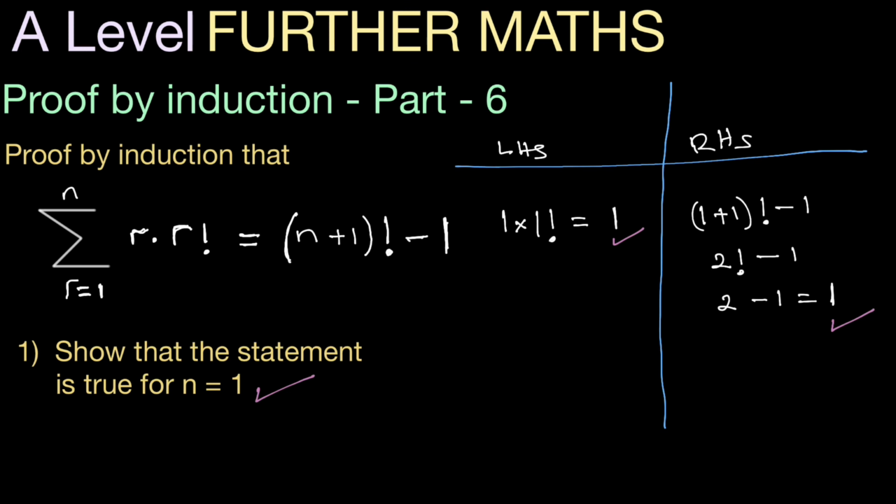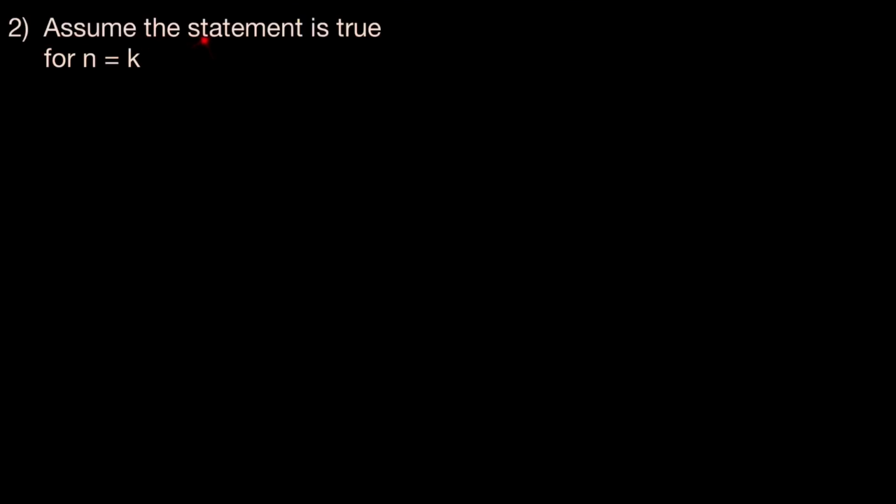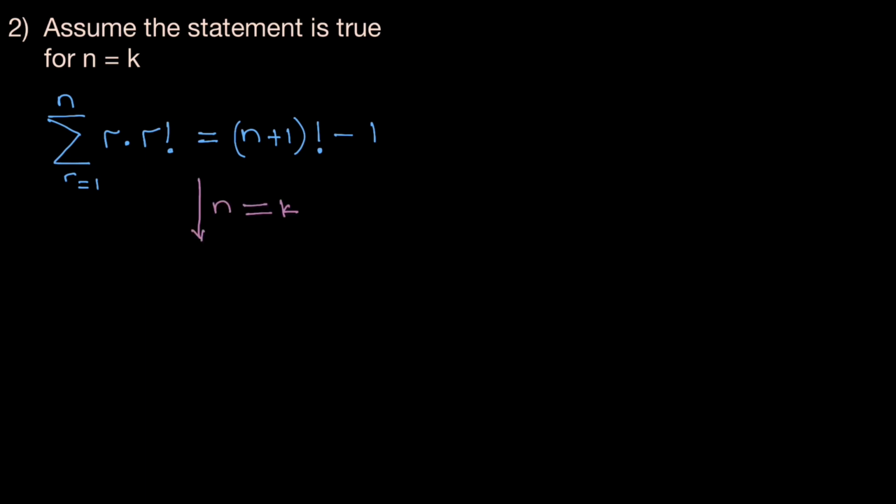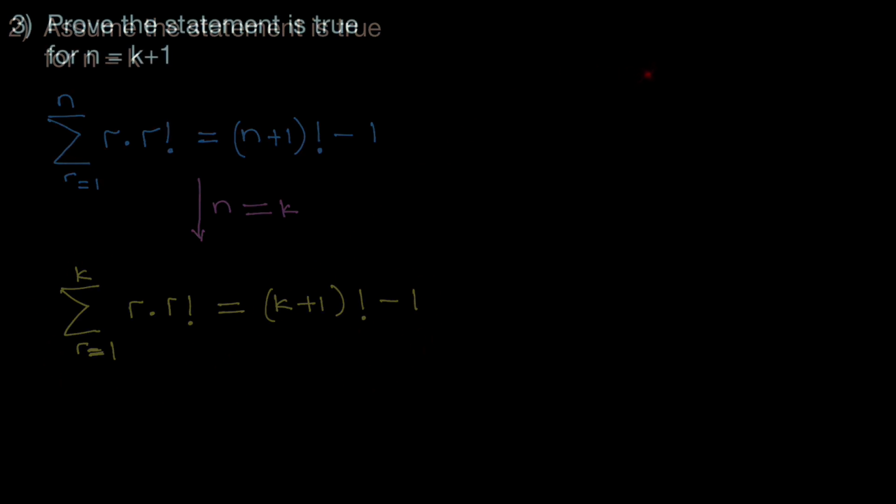For operation 2, we have to assume that the statement is true for n equals k. If we write the equation again, we're going to transform the n into k. So we replace the n with the k, and likewise here as well, n becomes k. This is going to be used in the next operation, operation 3.